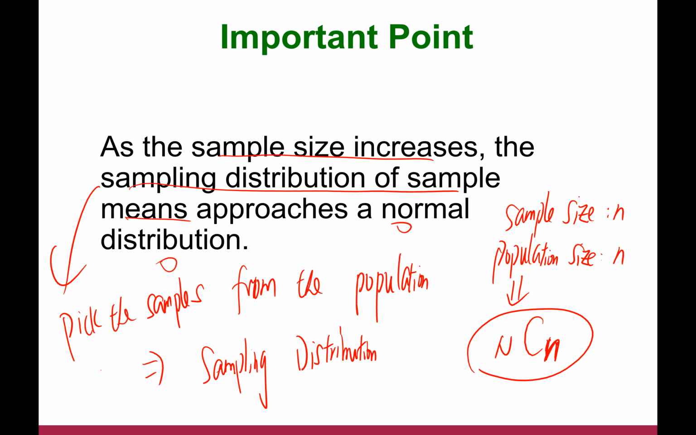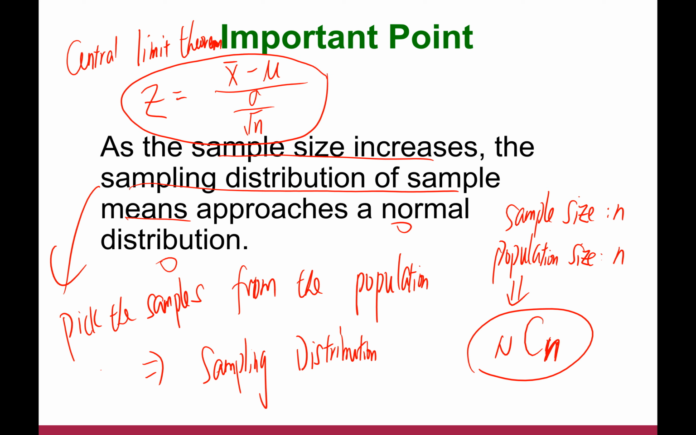And before we move on to that, so central limit theorem. The z-score equals sample mean minus population mean mu over standard deviation, sigma over square root n. This is the most important thing. To summarize what the central limit theorem is, basically that's what it is.